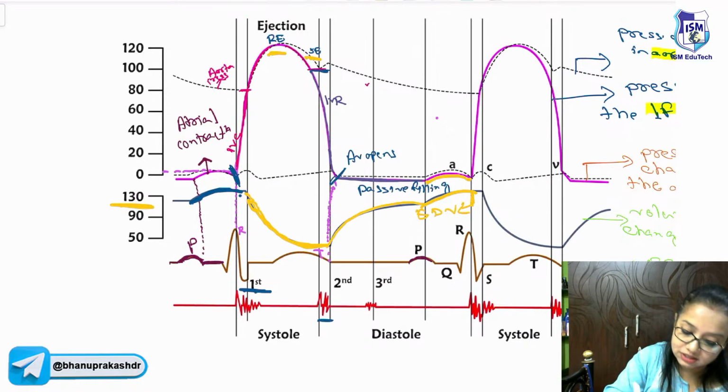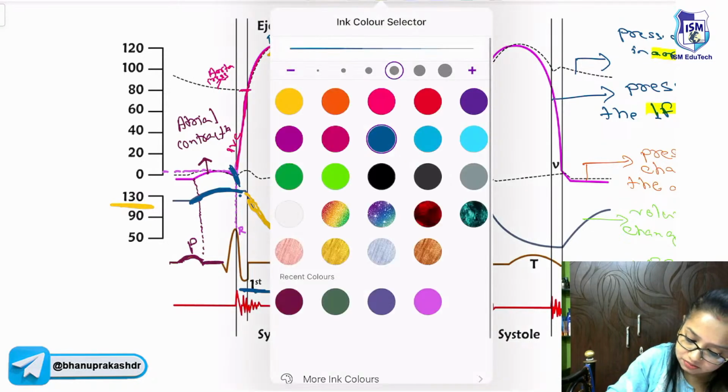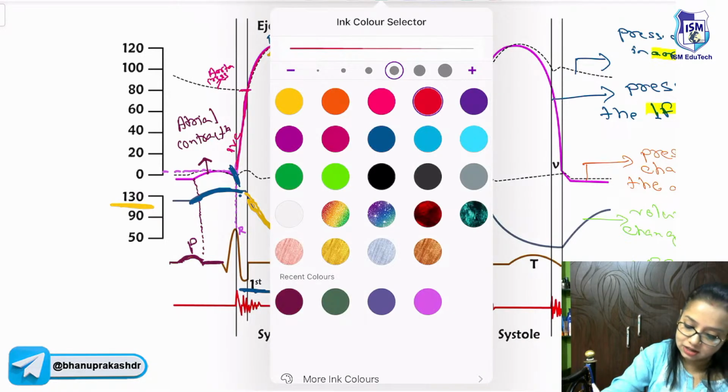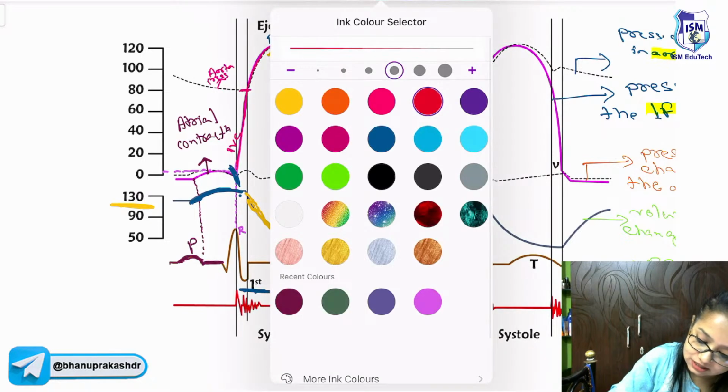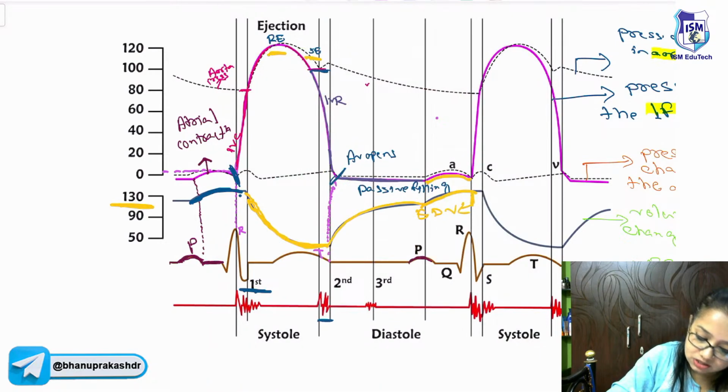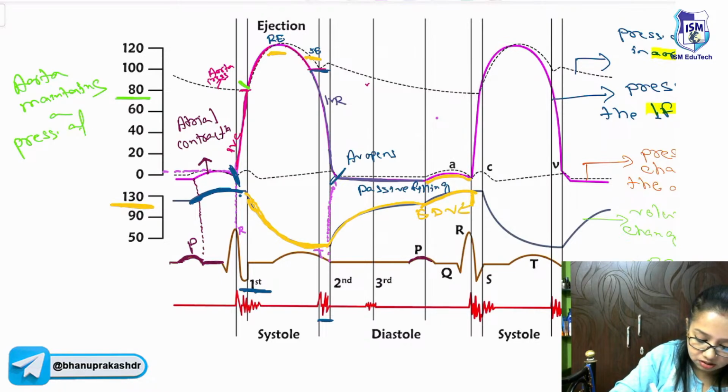Now coming to the change in the aortic pressure. Very simple. Aorta, even when it is in relaxed condition, the pressure in the aorta never comes below 80 mmHg. Aorta maintains a pressure of 80 mmHg. Always remember, important point to remember.